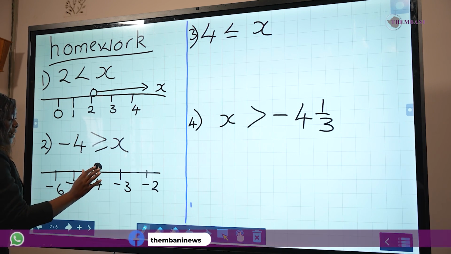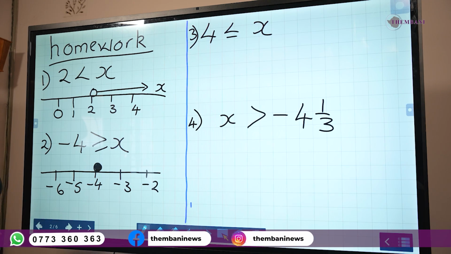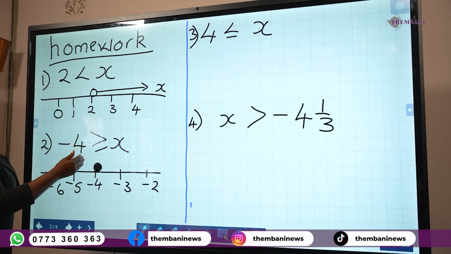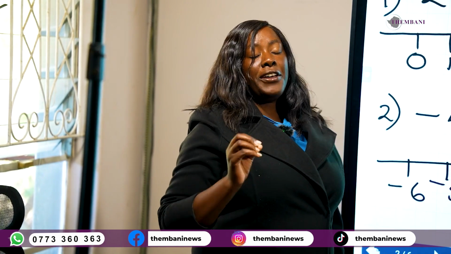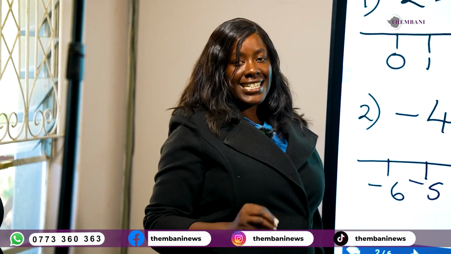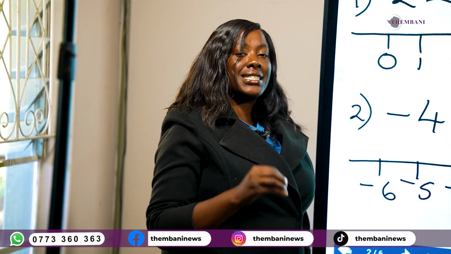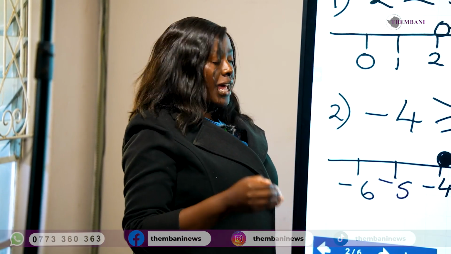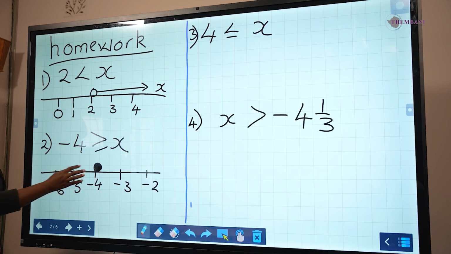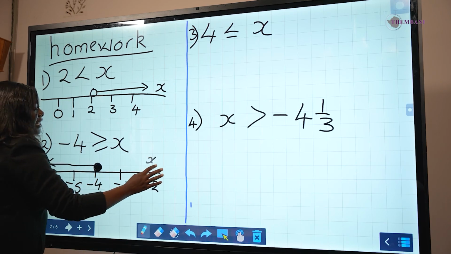After shading the circle, we then read our inequality. It's saying -4 is greater than or equal to x. Remember, our focus is finding the solutions for x. So if we are saying -4 is greater than or equal to x, it means our solutions are numbers that are less than -4. Numbers that are less than -4 are on this side, so our arrow is moving in that direction.